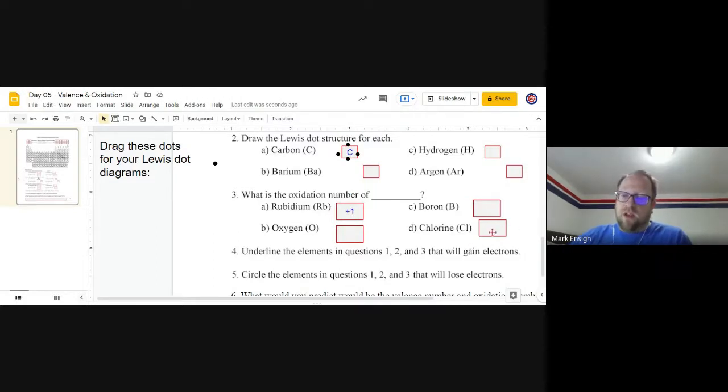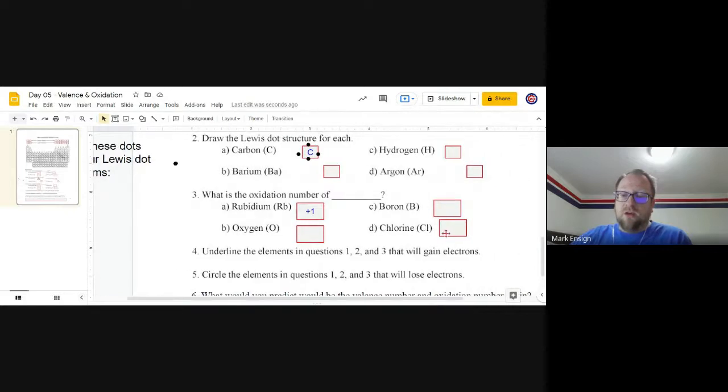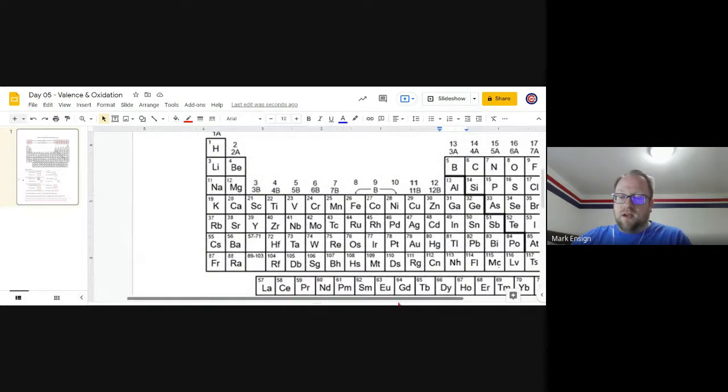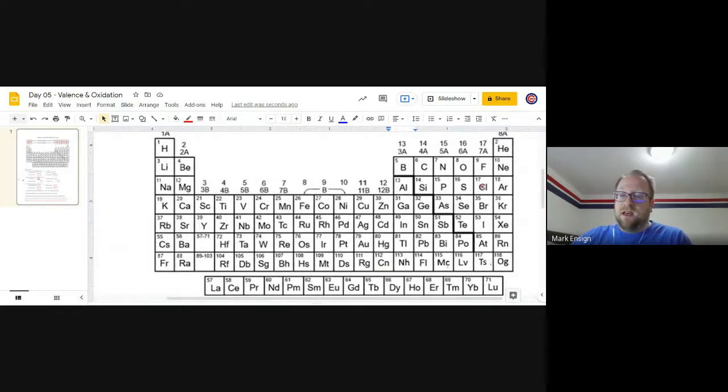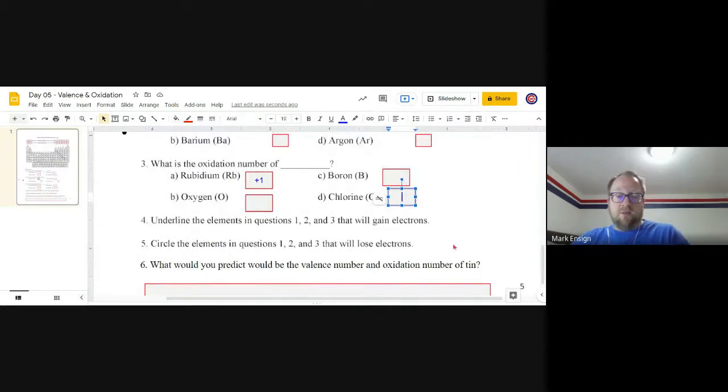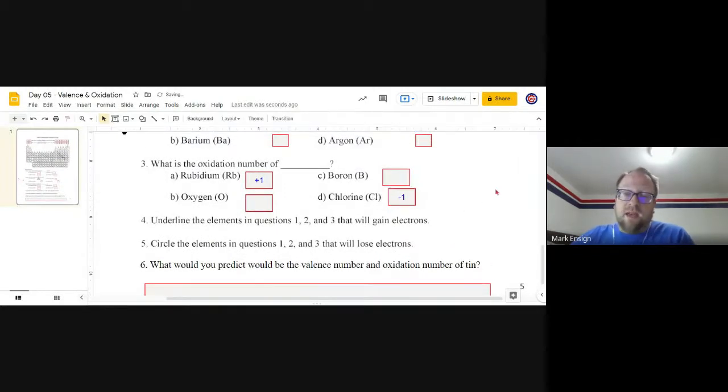Okay, if we look over here at part D, chlorine. Okay, chlorine, if we go up and we look for it, chlorine is over here in group 17. Okay, and group 17 has an oxidation number of -1. Again, don't just write 1. It needs to be -1.